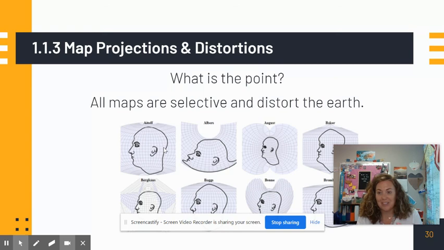So the most accurate would be a globe, but obviously globes are not super user friendly in terms of portability and on your phone. If I was to Google Map something, it's not bringing up a globe for me to look at. It's going to be bringing up a flattened projection.